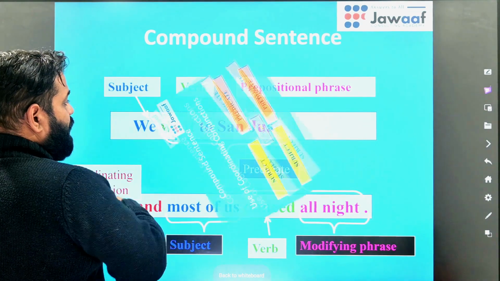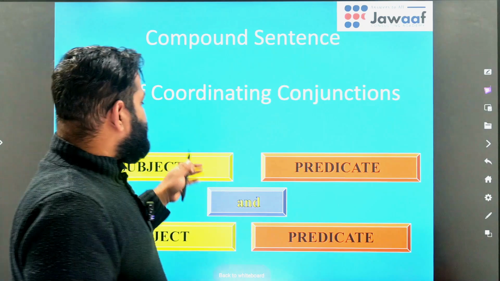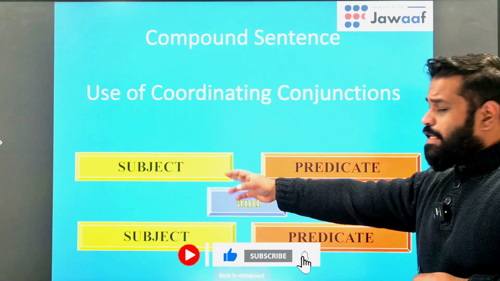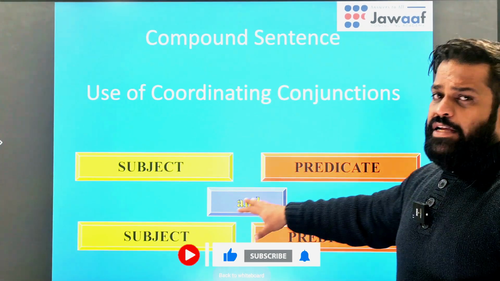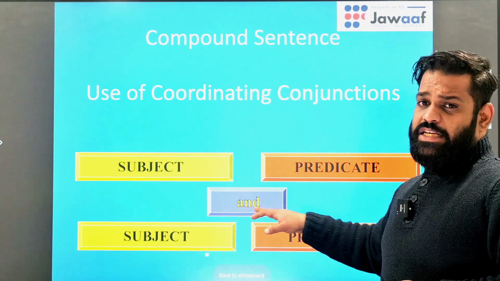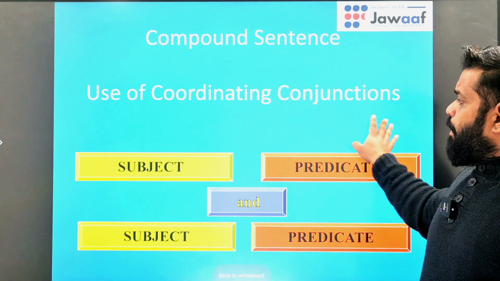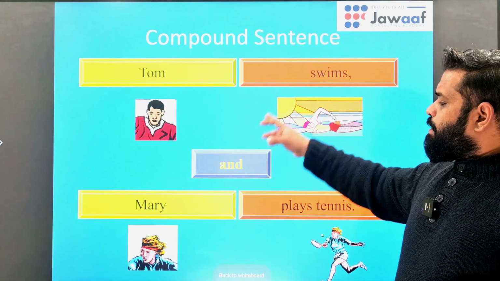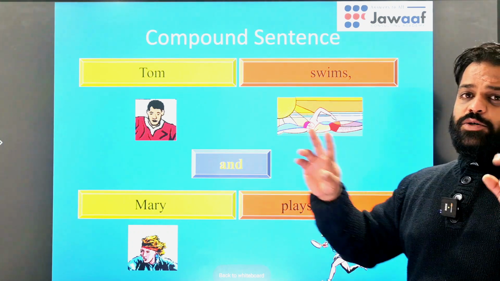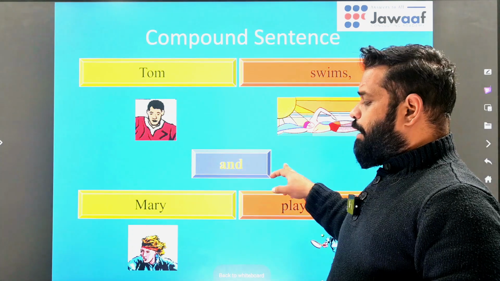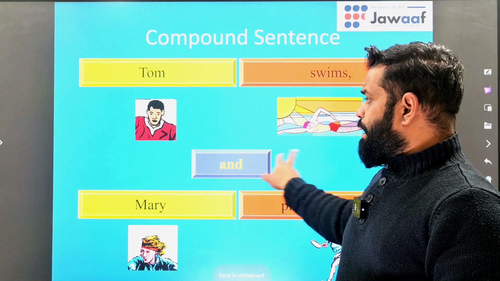Now, having said that, to simplify compound sentences even further for you, you can see that there's one subject and one predicate, separated by a coordinating conjunction, in this case "and", with another subject and another predicate. Tom swims and Mary plays tennis. They're joining two sentences together, or two ideas together, with the help of a coordinating conjunction.